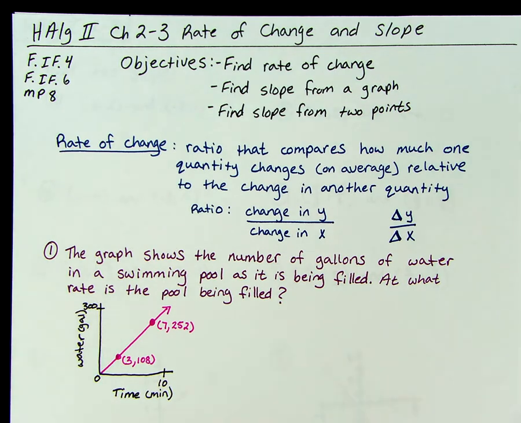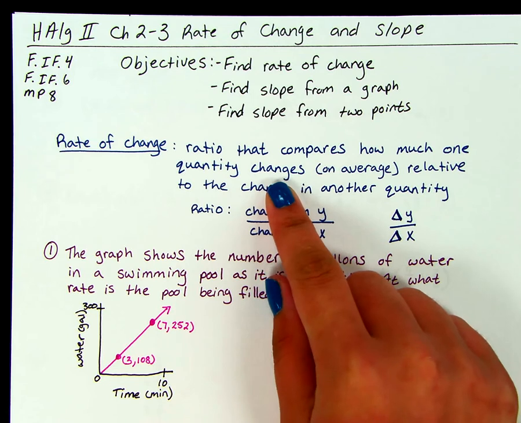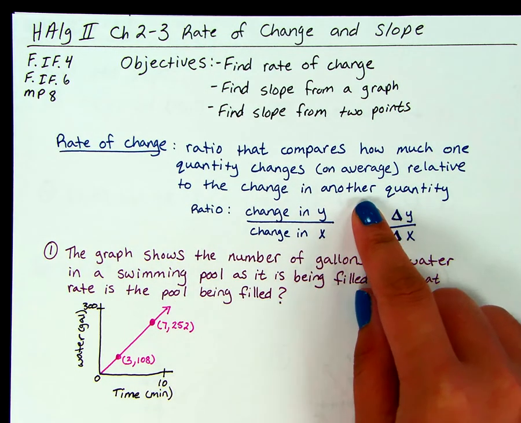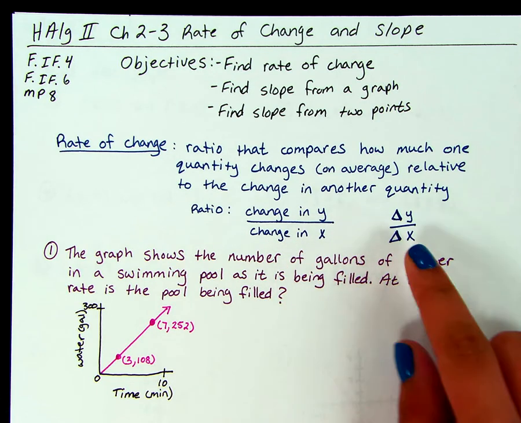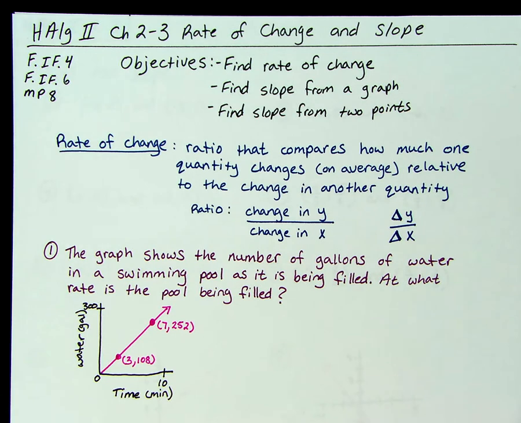So rate of change, this simply means a ratio. And specifically, that ratio compares how much one quantity changes on average relative to another quantity. So it's basically the change in y over the change in x, or shorthand we could use delta y, delta x. So that means kind of the same thing.